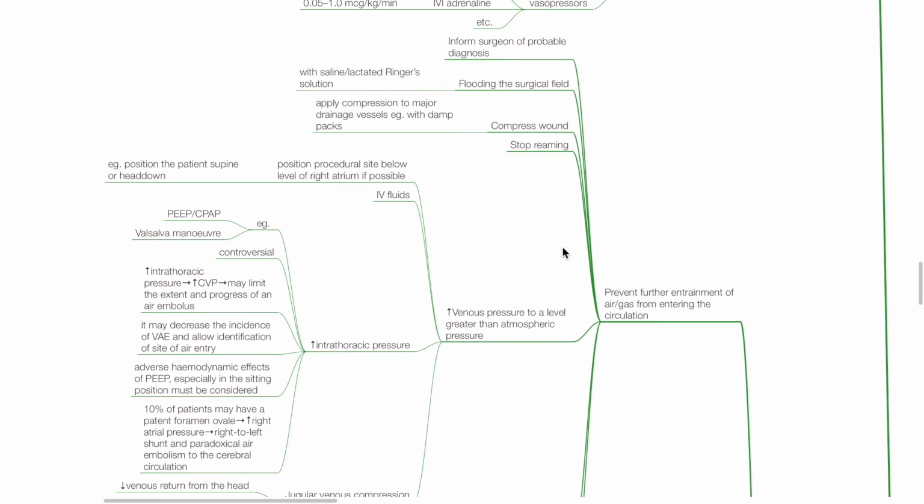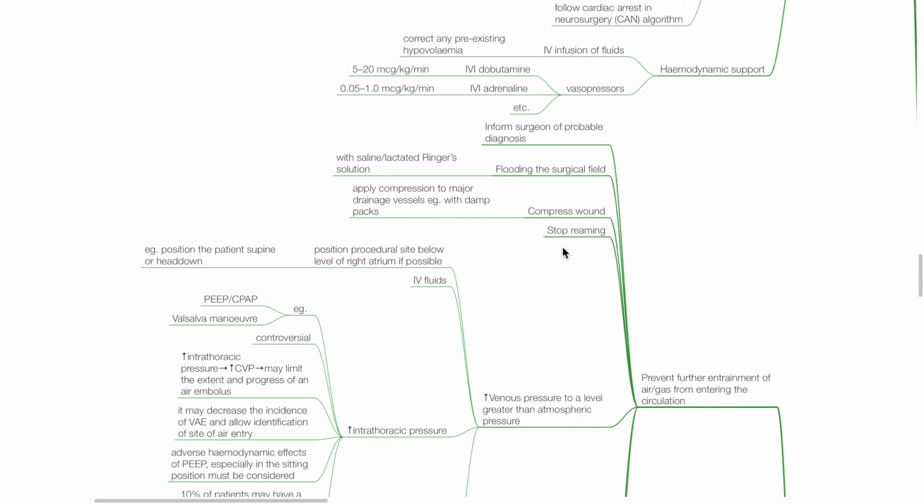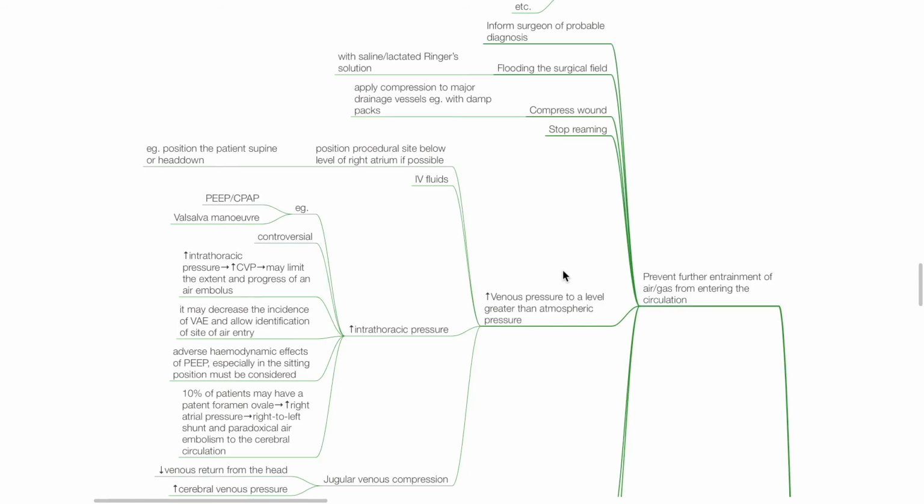Methods to prevent further entrainment of gas from entering the circulation. Inform the surgeon of the probable diagnosis and request to flood the surgical field with saline or lactated Ringer solution. Apply compression to major drainage vessels, such as with damp packs. Stop reaming. Increase venous pressure to a level greater than atmospheric pressure.